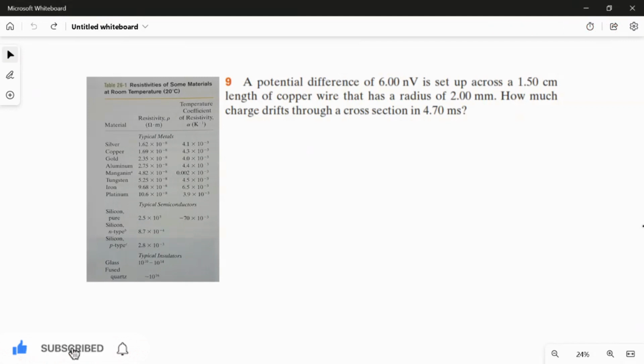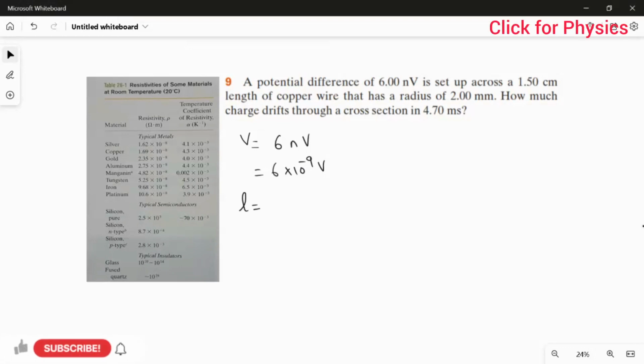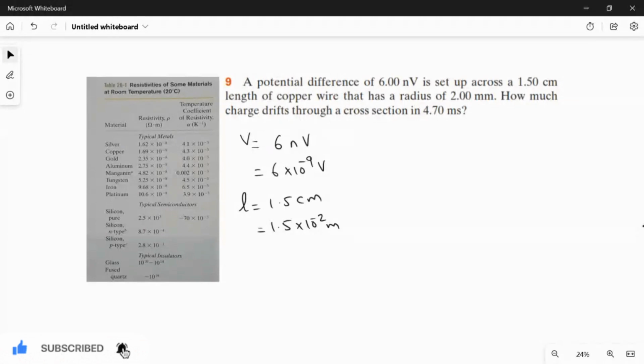First of all, let's rewrite the given first. In this question, they gave the information about the potential which is set across the copper wire, and the material of the wire is copper. So we are going to write the given first. V is equal to 6 nanovolt, which is 6 multiply 10 to the power of minus 9 volt, and the length of the copper wire is 1.5 centimeter. In terms of meter, that is 1.5 multiply 10 to the power of minus 2 meter.